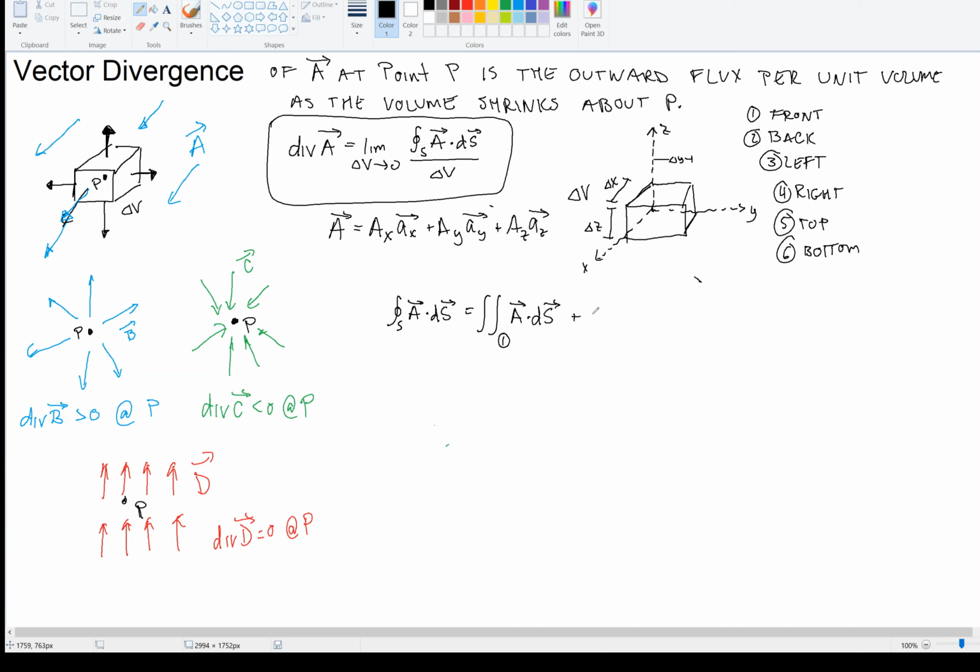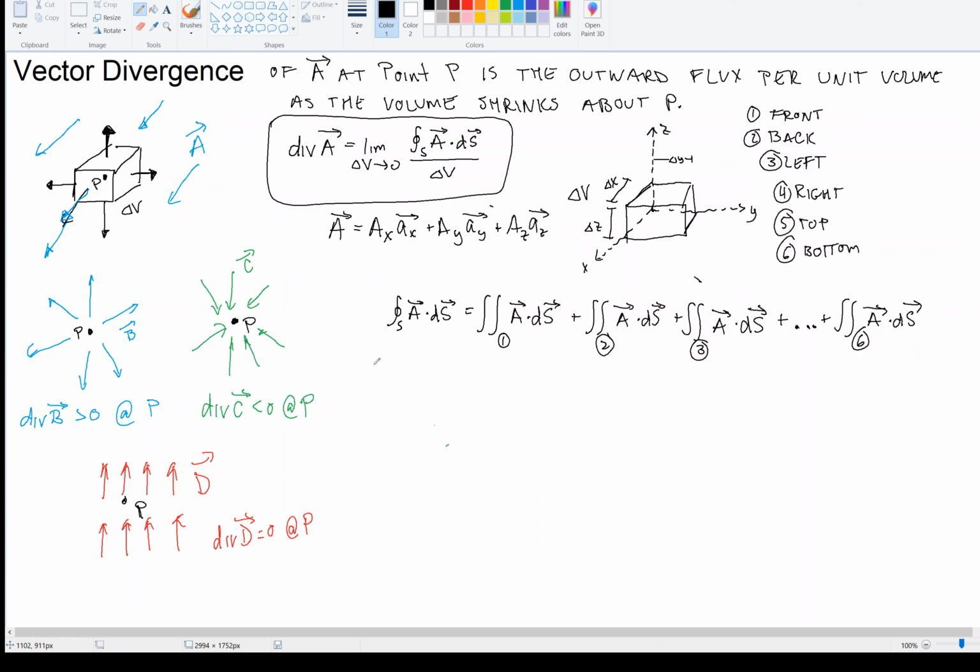plus, and I'm not going to write this out, but you get the idea, I'm going to have to go around surface 2, A dot dS. Yeah, let me write it out. A dot dS plus surface 3, A dot dS. And I'm not going to write these guys out. We're just going to go up to surface 6, A dot dS. So I'm picking this thing apart, surface by surface. I'm going to calculate the flux through each surface.